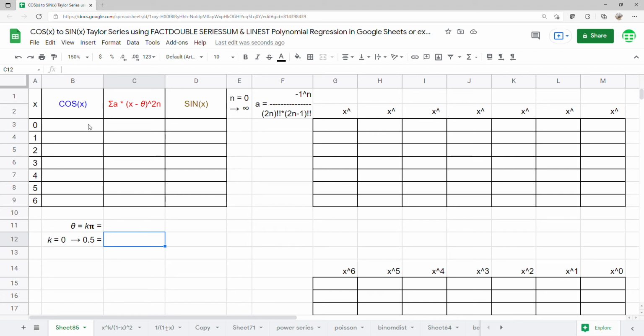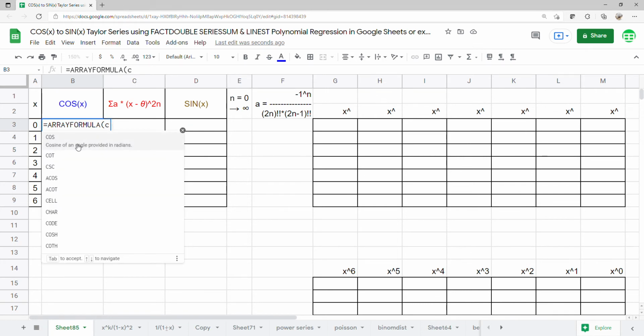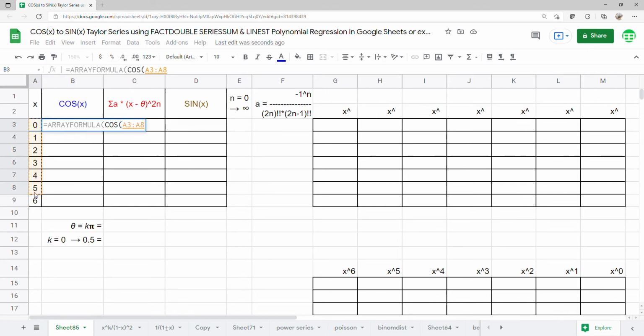In this video, we'll move the Taylor series expansion from cosine to sine. So we begin with the cosine, which is an array formula, cosine of the x values 0 to 6. And the sine dataset, which is an array formula, sine of the x values 0 to 6.